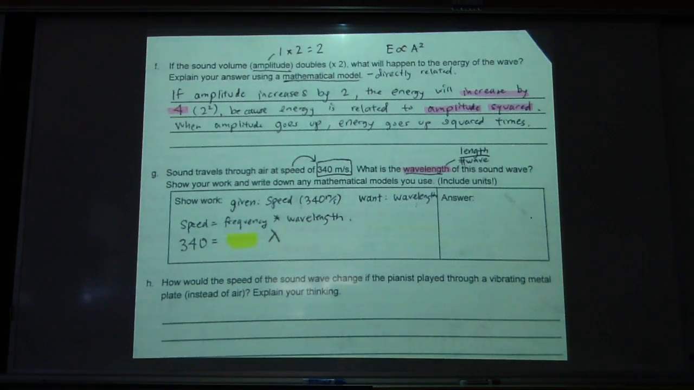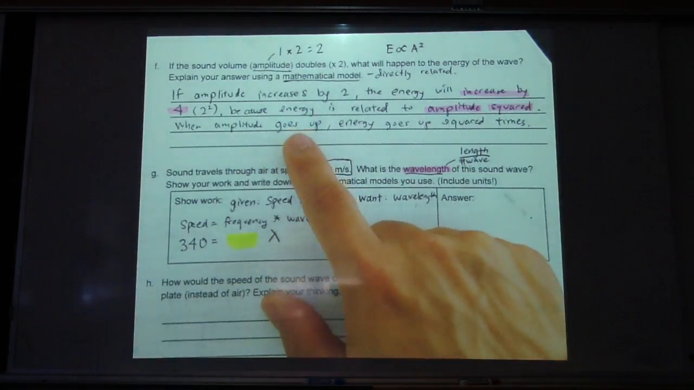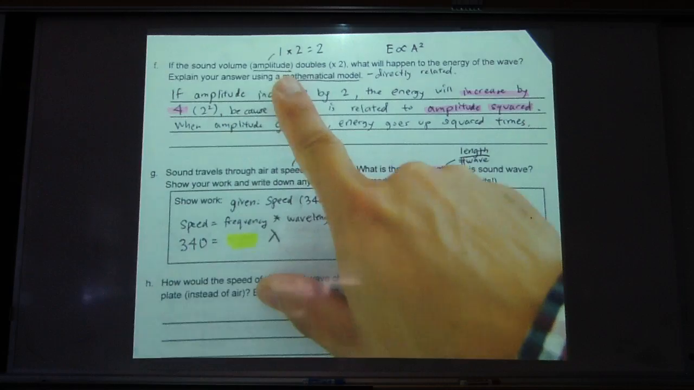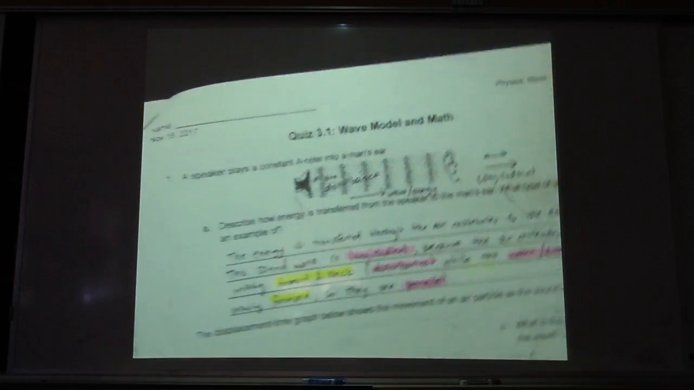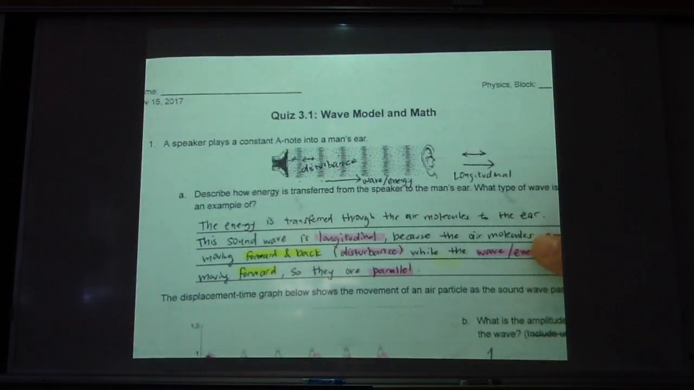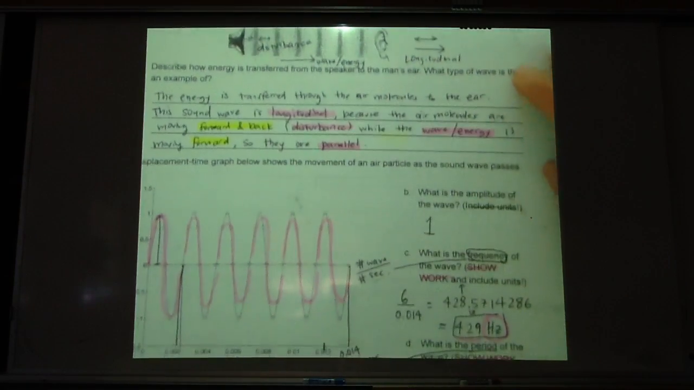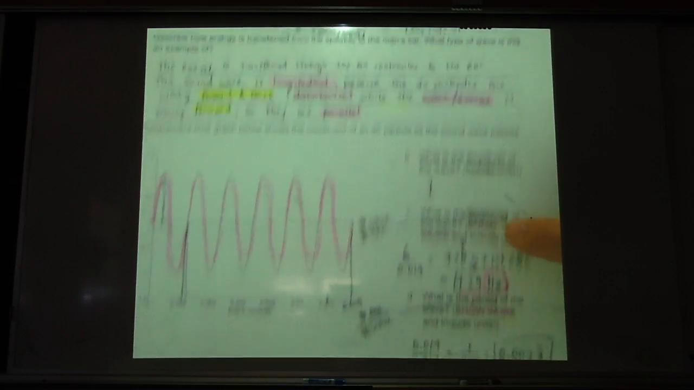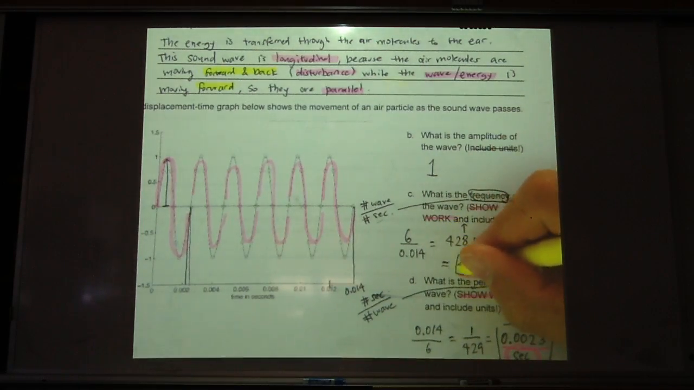And a lot of us paused there and just didn't know what to do. Well, remember that this is a quiz that has multiple parts. So you actually need to go somewhere else to find the frequency. So did this question talk about frequency? No, it talks about amplitude and talks about energy. Does this question talk about frequency? No, it talks about longitudinal waves, how it's parallel. This question is giving us the amplitude. This question is giving the frequency. Okay, so we actually have solved for the frequency a while back. We know the frequency is actually 429 hertz.